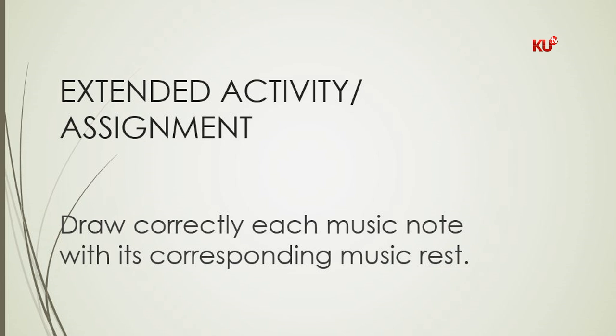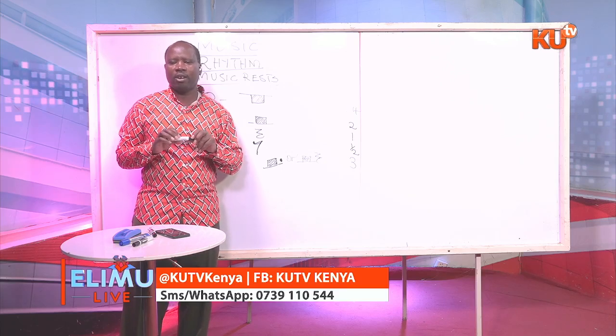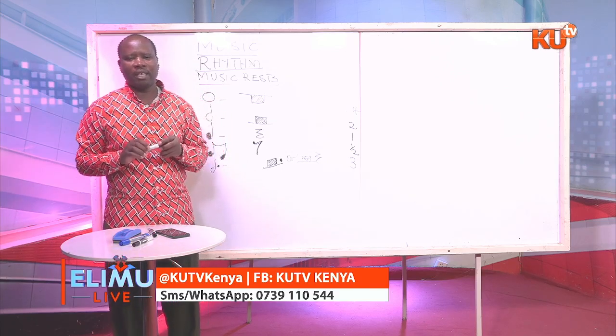So you draw a music note like semi-brief and draw a music rest corresponding to it. Draw for all the music notes that we've learned, 5 of them, from semi-brief to the last one, which is the dotted minim. Draw all of them, the music notes, and draw a rest corresponding to each of them. Then with that, you can give your teacher to mark. You can also cross-check from what we learned today to see, can you define what a rest is? Can you draw the rest correctly corresponding to its music notes?